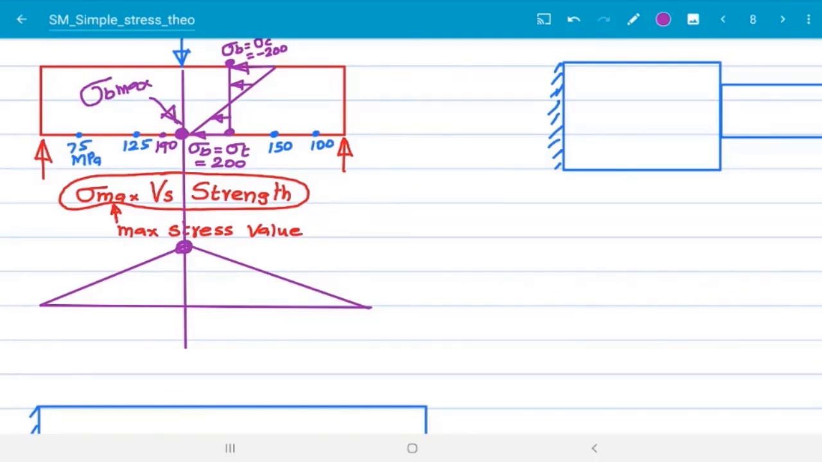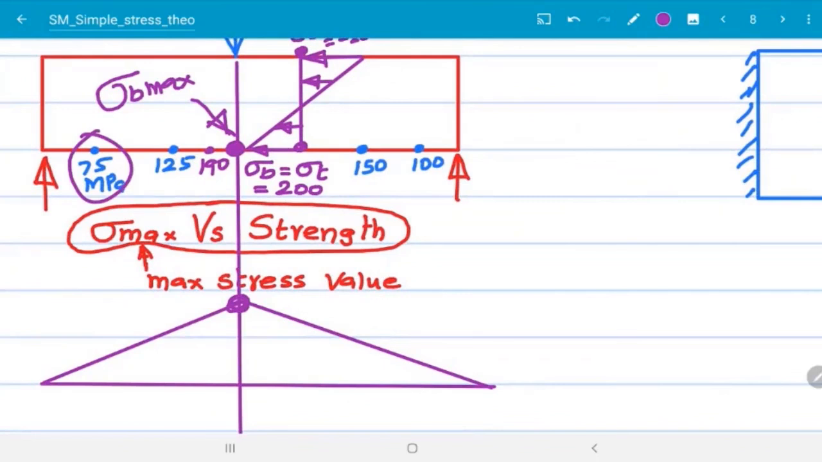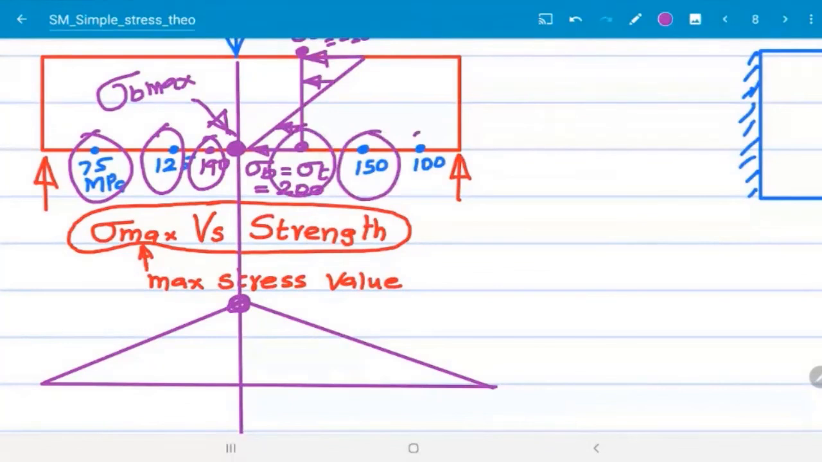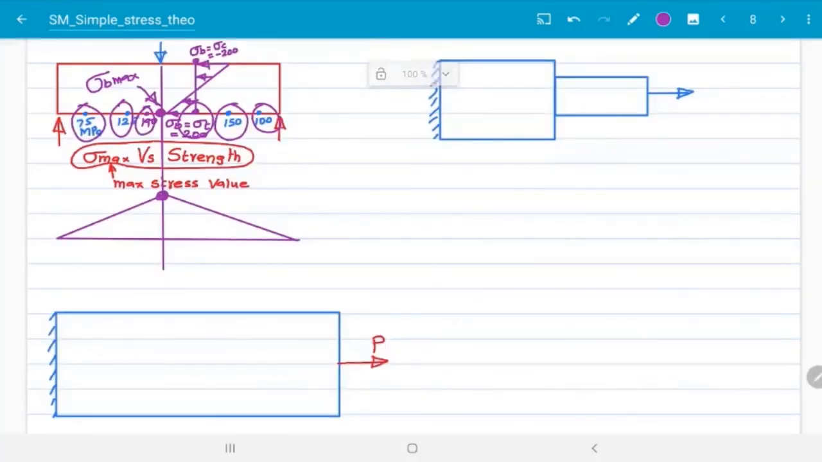So the calculated values from the student side are at this location, this location, this location, and here. From this, I have selected the maximum, that is 200. That 200 is compared with the strength. That is okay. But sometimes at some in-between points, the original sigma B may be maximum. So how to check it? We have to check at the M max location, the maximum bending moment location.